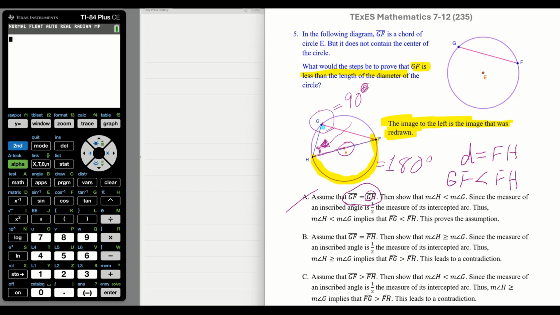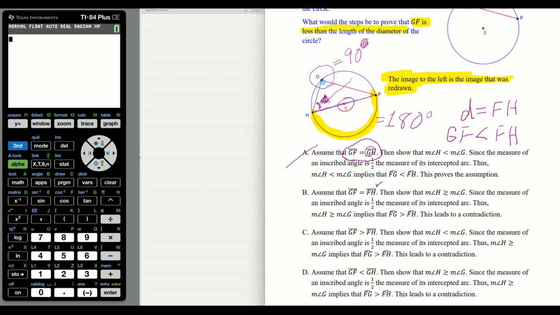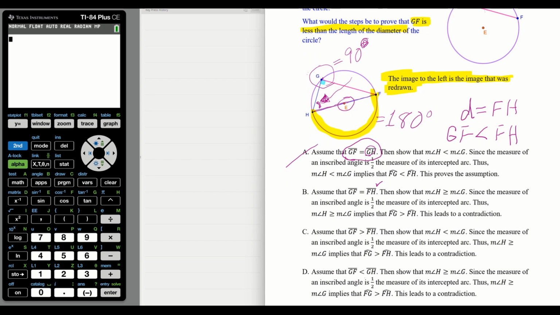Let's check our letters. This one is the opposite. And this one is saying it's not less, it's greater, but it has the correct letter, so I'm going to be okay with that. Let's look at D. D has the incorrect letters. That won't work, so let's get rid of that. Now we're down to these two. What do we want to point out on these two? Well, at the end of our steps, we need to have a conclusion that is a contradiction. Yes, I agree with that.